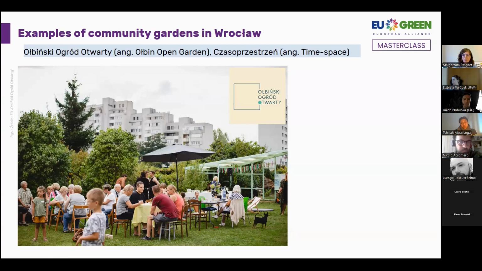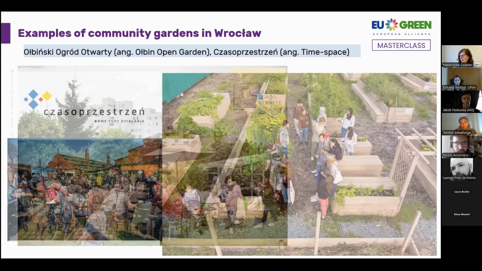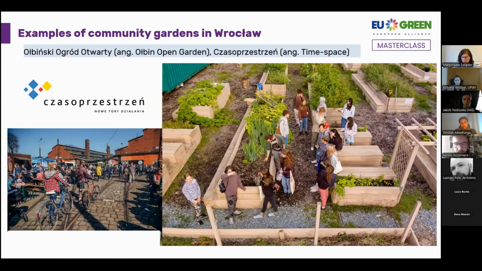Unfortunately, in 2023, it was closed because of the board of this area. So the contract was not extended, and since this time the garden isn't operating, which is a pity, because they were a very good example of creating, developing, and maintaining rules of conducting the garden, and also of obtaining some external funds.